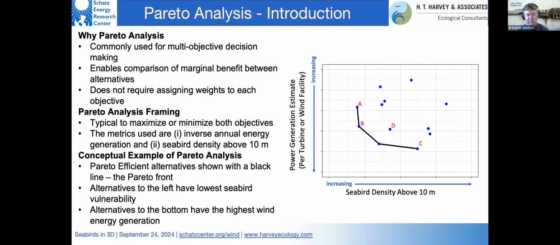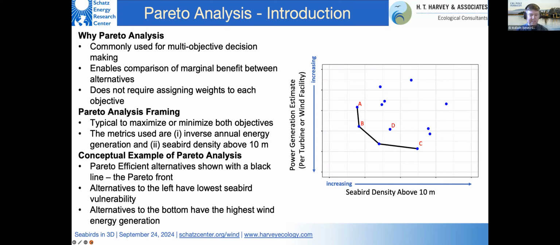Jumping over to some interpretation of this conceptual example, we can see the Pareto front drawn in black, and each alternative is drawn with a blue dot. These alternatives could represent either a wind farm or a single turbine scenario. Alternatives to the left have the lowest seabird density above 10 meters, while alternatives towards the bottom have the highest power generation potential. Alternatives which fall along the Pareto front are frequently referred to as Pareto efficient and have no other alternative which outperforms them in both metrics simultaneously.